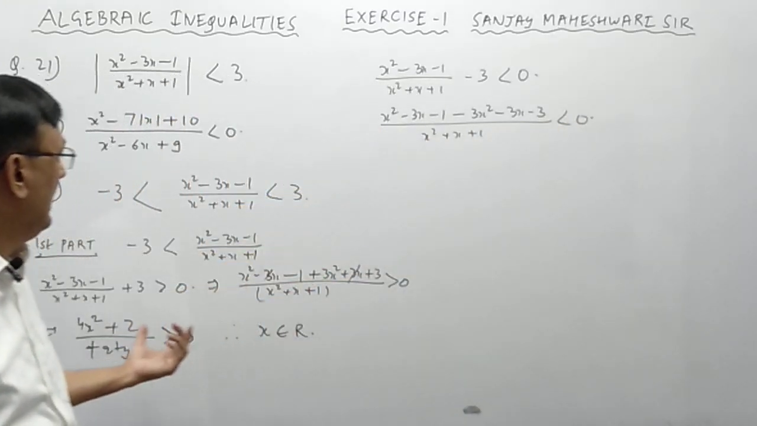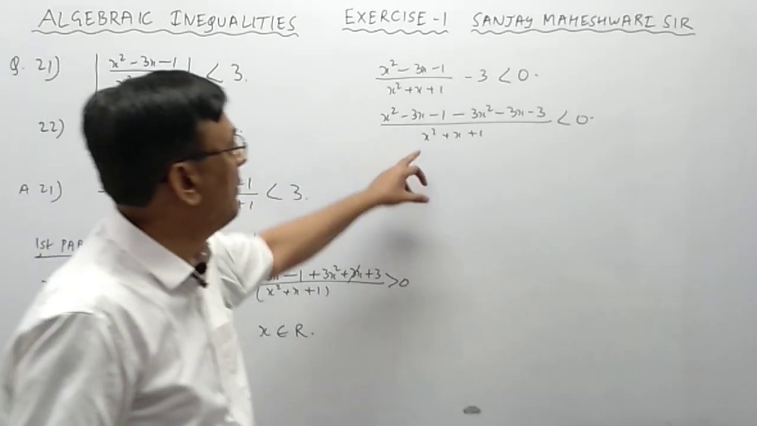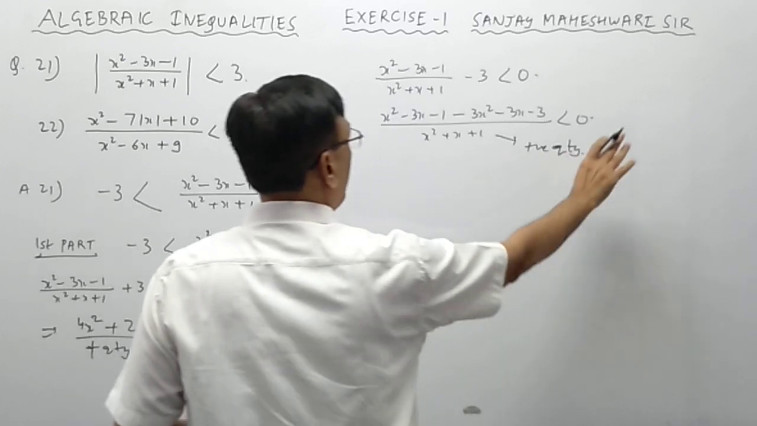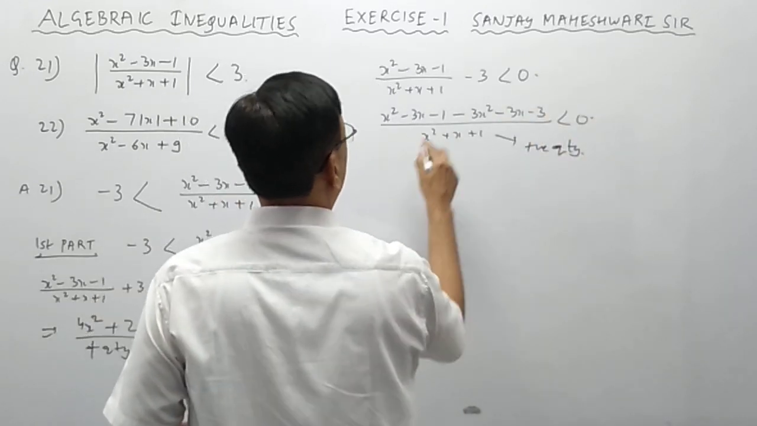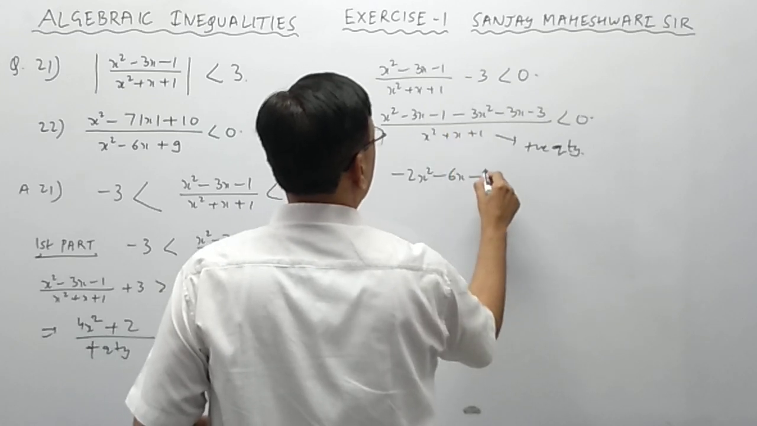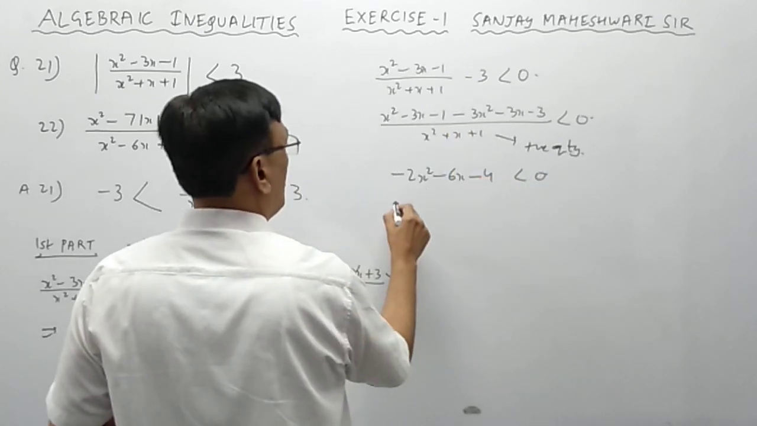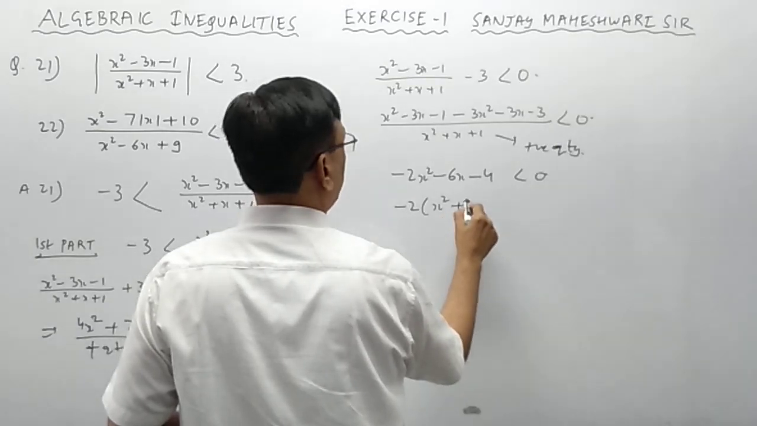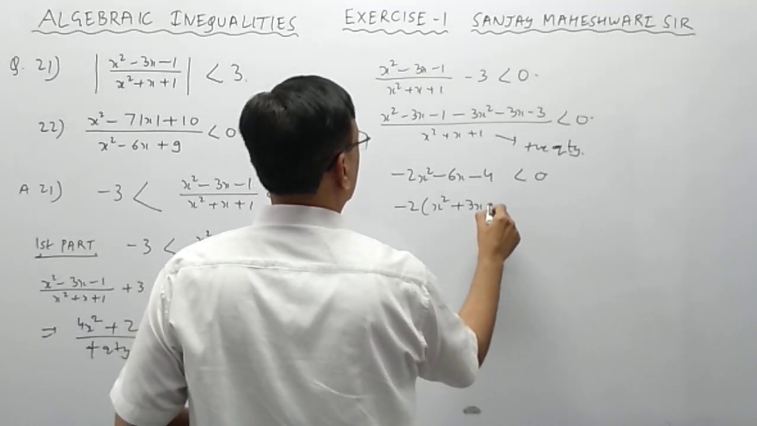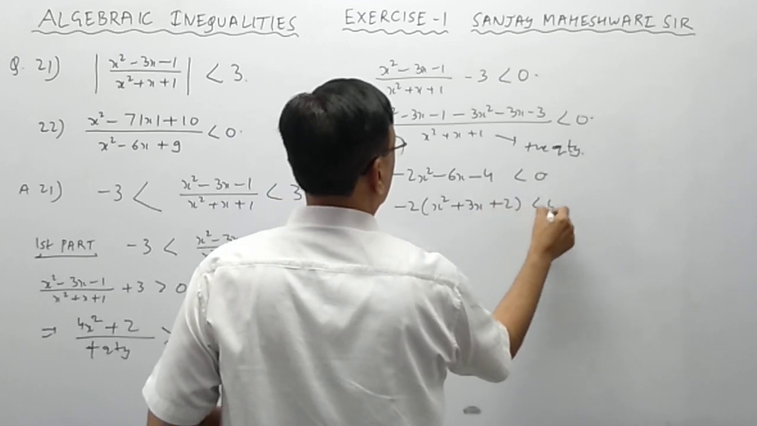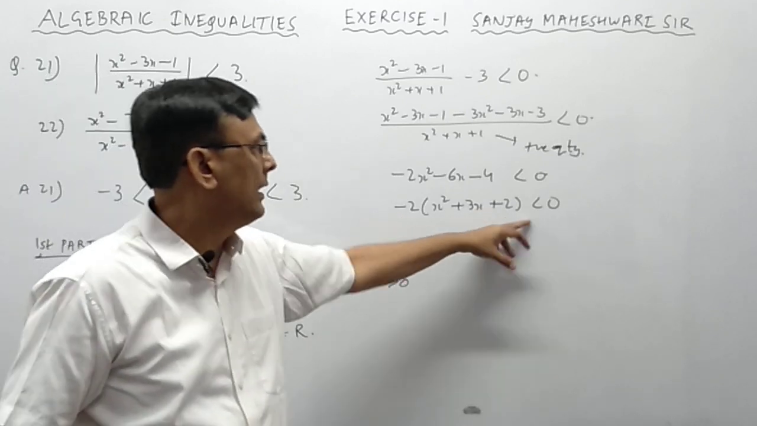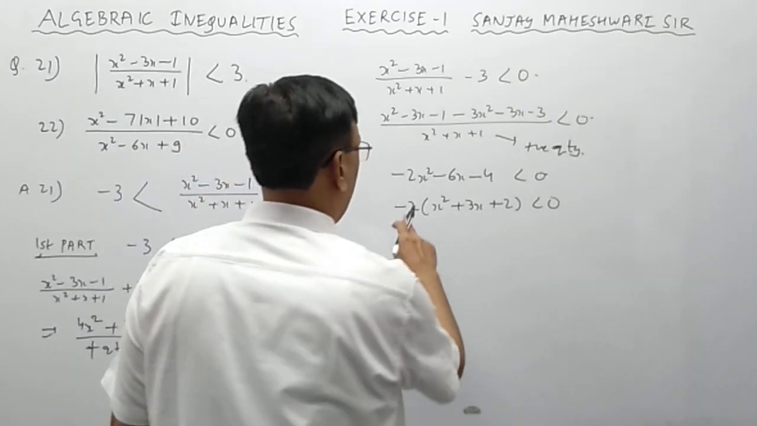This is a positive quantity as discussed over here. So this can be removed from the inequality. So we get minus 2x square minus 6x minus 4 less than 0. We will take out minus 2 as common. Now, if you remove this negative sign, the 2 can be removed without affecting, but the minus cannot be removed, so we are removing the negative.